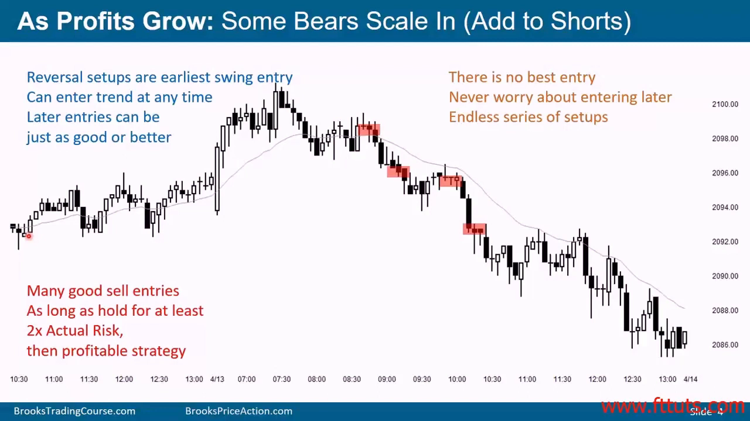The earlier entries tend to have a closer stop, so the risk is less. There's more profit potential, so the reward is greater. So the earlier entries tend to have a much better risk-reward. However, they also tend to have lower probability. The later entries have a much higher probability of success, but the stop is usually further away, and there's less profit remaining in the trade. Both are mathematically acceptable trades. It usually comes down to personality.